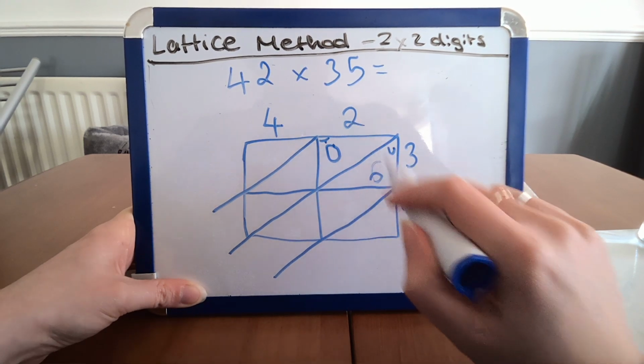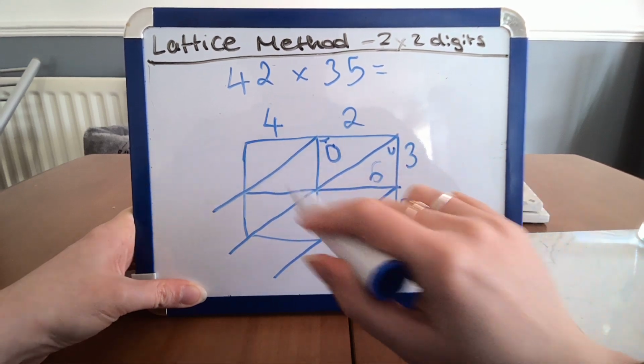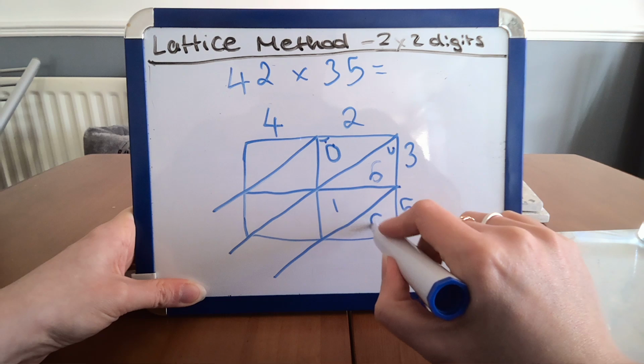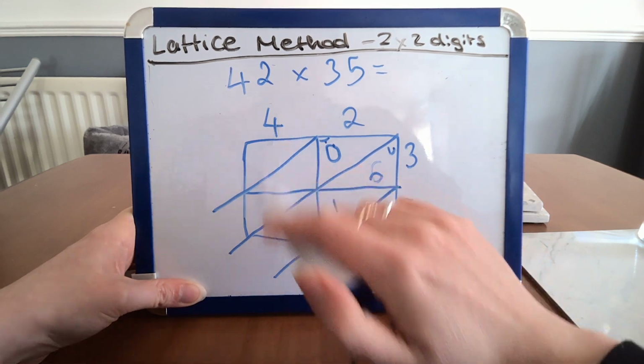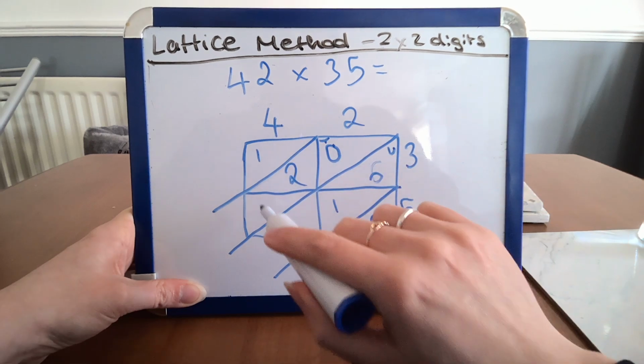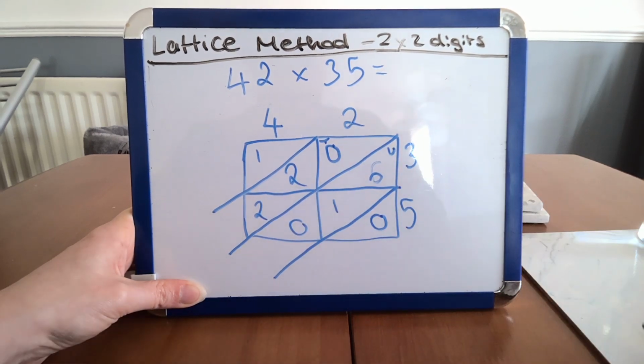I then work on the 2 times 5. You can go either way, as long as all the boxes get completed in the end. So 2 times 5 is 10. I then move on to my 4. So 4 times 3 is 12. And 4 times 5 is 20.